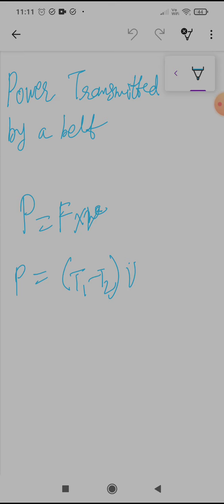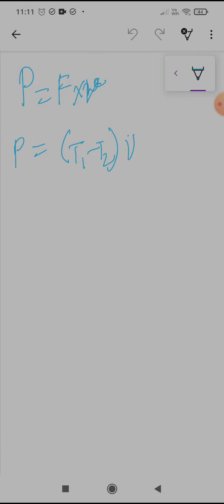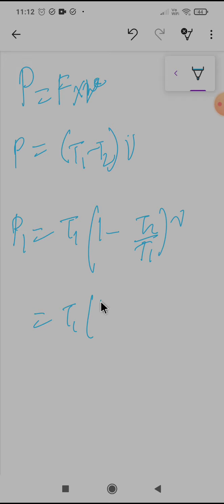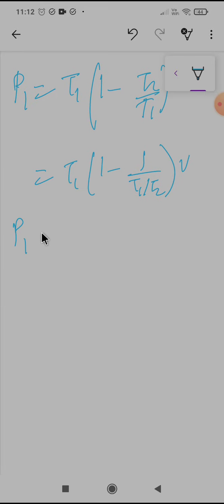So let's take T1 as common first. What is our goal? That is, T1 should be maximum. So if I take T1 common, we are left with 1 minus T2 by T1, into V. If I take the reciprocal, it will be 1 minus 1 upon T1 by T2. As you know, T1 by T2 is nothing but e raised to mu theta. So I can write P is equal to T1 into 1 minus 1 upon e raised to mu theta, into V.